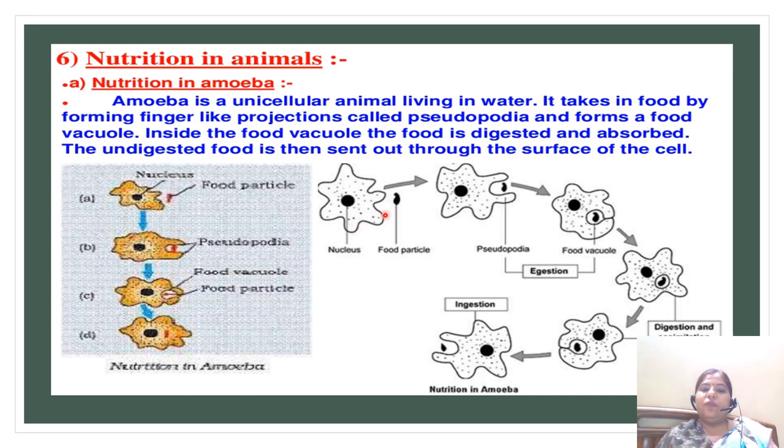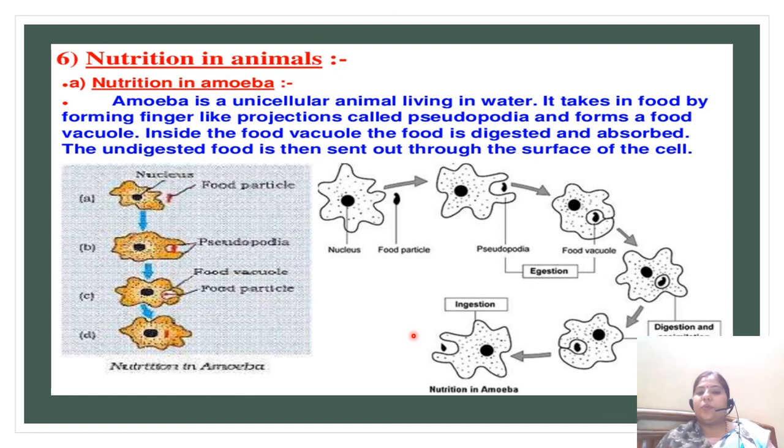So, if food is lying outside the body, first of all, amoeba will move with the help of pseudopodia and form a food vacuole like this around the food, so that this vacuole enters into the body of the amoeba. Now here, the amoeba will release certain enzymes called digestive enzymes, and this food will be digested. And the undigested food will be released out of the body of the amoeba.